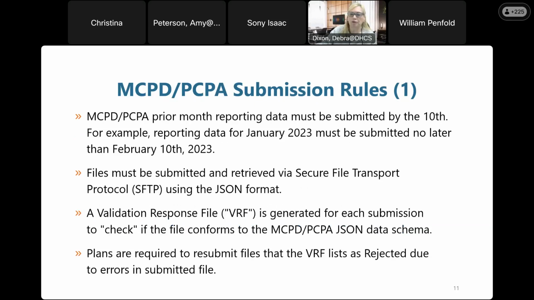Next slide, please. All right, the submission rules, we've got a few things to talk about today. The prior month reporting data must be submitted by the 10th of the month. As you see in the example, if it was January 2023, it must be submitted no later than February 10th the following month. It must be submitted to the SFTP site using that JSON format we've talked about. A validation response file is generated for every submission to check if the file conforms to the data schema, which can be found in that technical documentation. Plans are required to resubmit files that the response lists as rejected due to errors in the submitted file. We're going to go through each of these points right behind this.